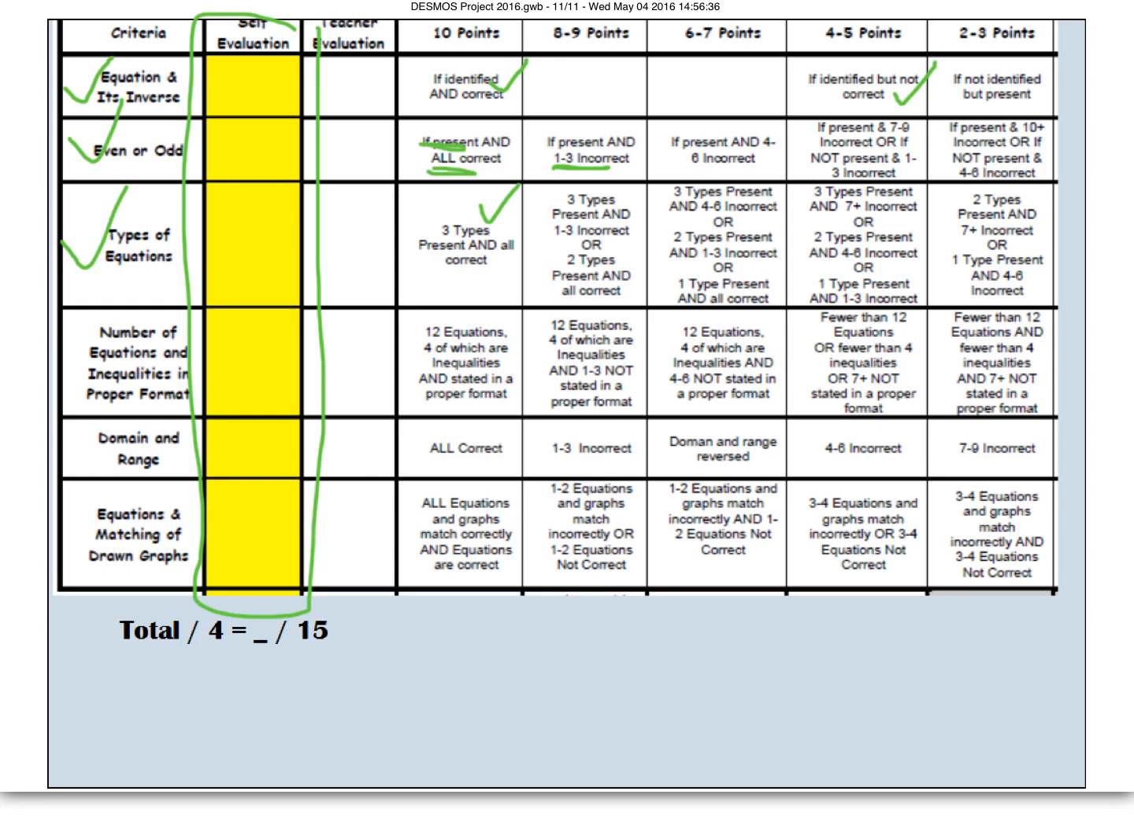So if they're present, but maybe you have a couple of them incorrect, you will start to lose a few points. You need the 12 equations, and 4 of those must be inequalities and in the proper format, which means they need to have an equals to in there. You can't have just an expression. You can't put x plus 3. That's not an equation. Y equals x plus 3, that's an equation for a line, and that counts.